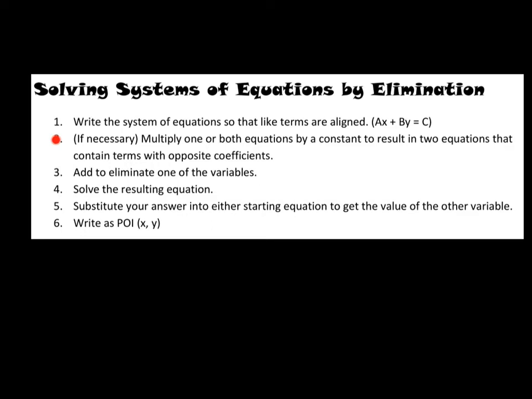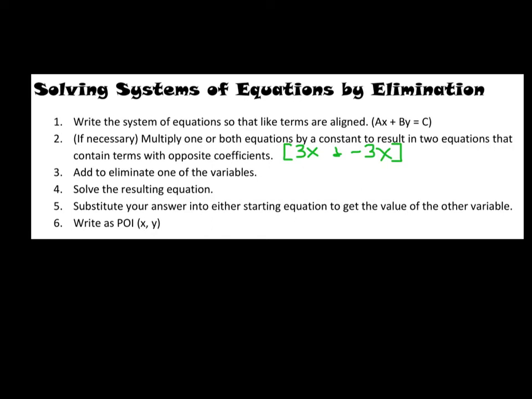Step 2 is the most important step in solving by elimination. If necessary, multiply one or both equations by a constant to result in two equations that contain terms with opposite coefficients. So what does it mean to have an opposite coefficient? Well, for example, 3x and negative 3x would be considered opposite coefficients.